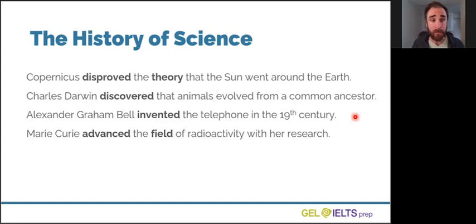Marie Curie, another scientist, advanced the field of radioactivity with her research. Radioactivity is an area of science. We call this area a field. She made this field bigger and developed it so it was more advanced. So we use the verb advance. Marie Curie advanced the field of radioactivity with her research.